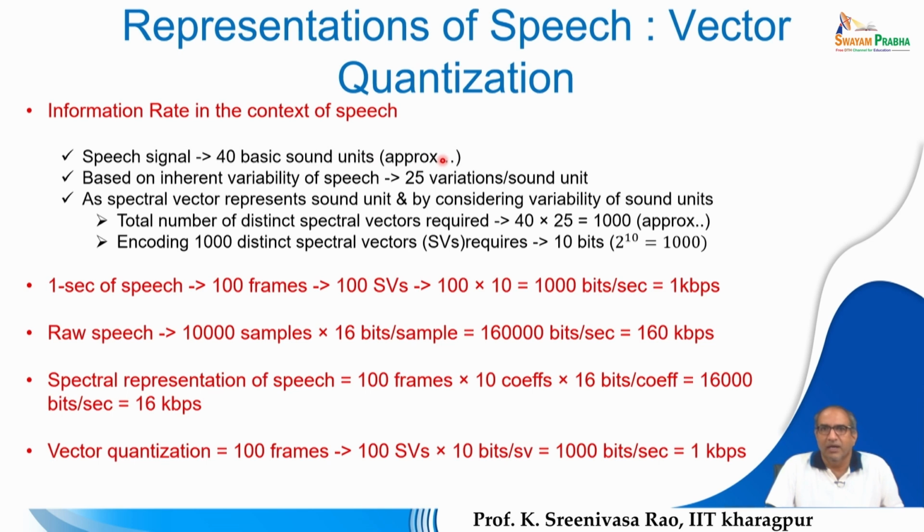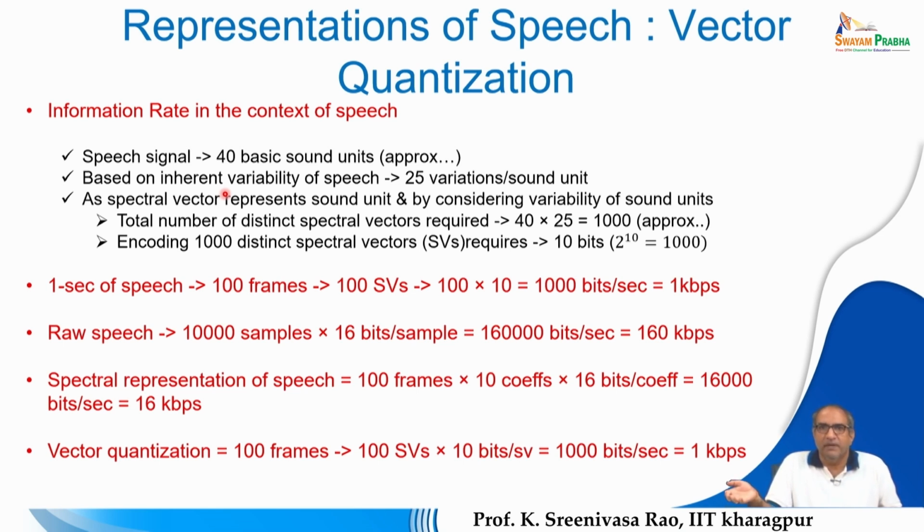Based on this assumption, all the spectral vectors we compute are representatives of one of the sound units out of 40, because the speech signal contains the basic sounds, and the number of unique sound units of any language is around 40, plus or minus 5. So whatever the spectral vector may be, it is a representative of one of the sound units. If we represent the spectral vector with respect to the basic sounds, we know the number of basic sounds will be around 40.